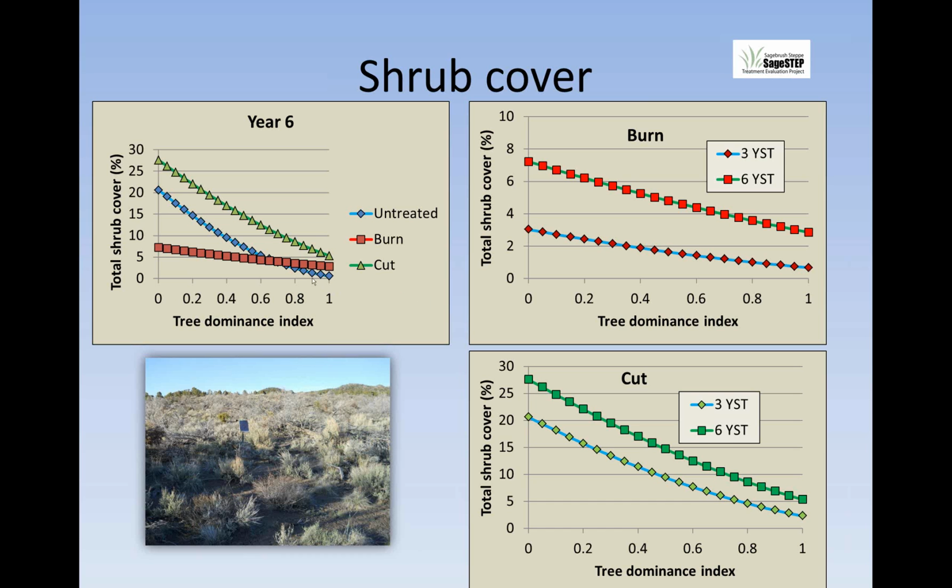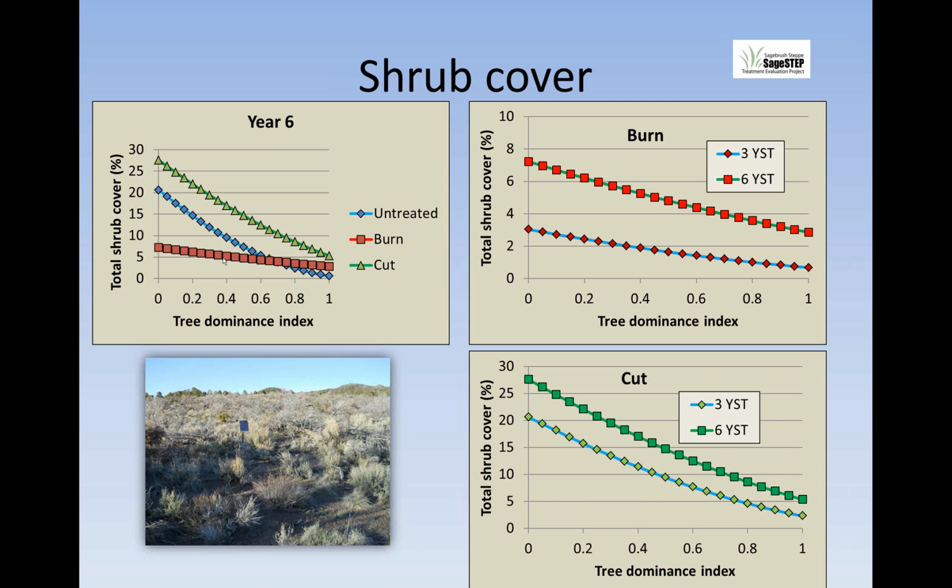So with shrub cover, first of all I want you to notice as tree dominance increases, shrub cover decreases. So when you're getting to about 0.4 tree dominance index or 20% tree cover, you've already lost 50% of your maximum shrub cover. So that's going on without doing anything. If you burn, you lose your shrubs, you get less than 5% shrub cover, but after 6 years you've got an increase of maybe back to about 5% shrub cover.